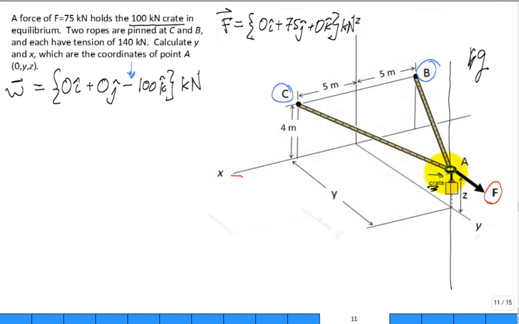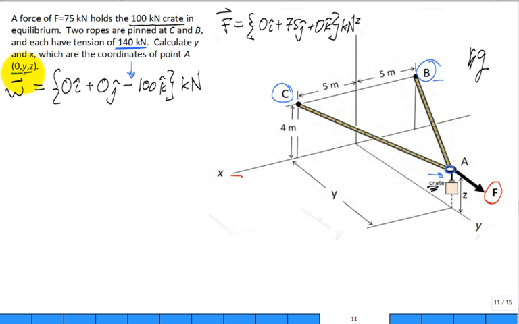Is that a pulley or a ring? There's a big difference. All right. Now, they tell us the tension is the same in each of them, so the tension here is 140 kilonewton, and this one's 140 kilonewton. Okay. Calculate y and x, which are the coordinates of point A.